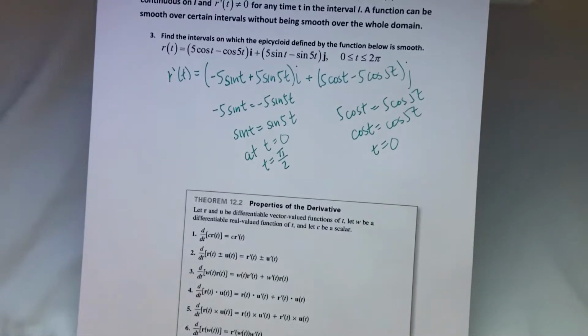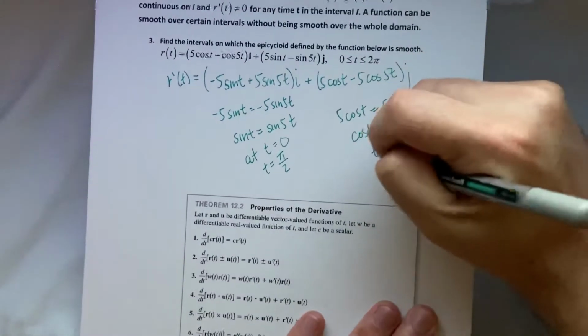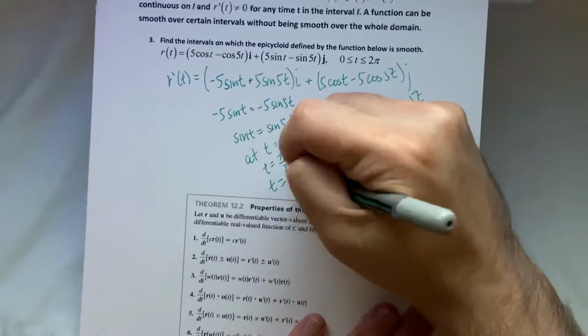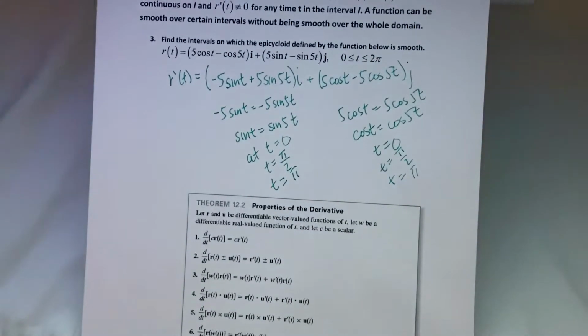Okay, picking up where we left off, we were talking about the smoothness. It's continuous everywhere, because this derivative is defined everywhere, but in order for it to be smooth, the derivatives can't be zero. So it looks like these are zero at every pi over 2: 0, pi over 2, pi, etc.